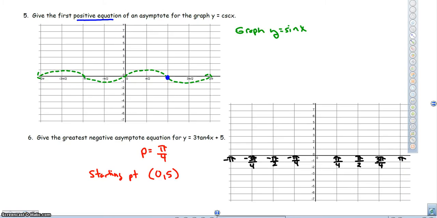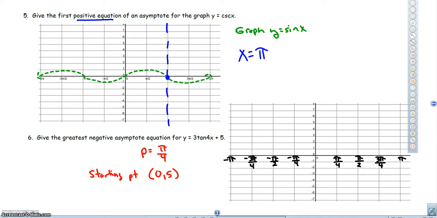Okay, number 5 asks for the first positive asymptote equation for this graph. So I graphed the reciprocal of sine x, and I've got that shown. And then where that's 0, that's going to be your first positive asymptote. So your equation will be x equals pi. And that's the answer for number 5.